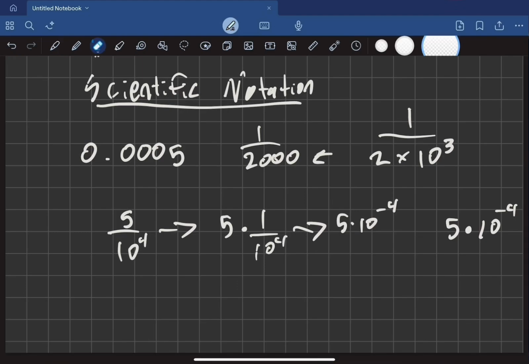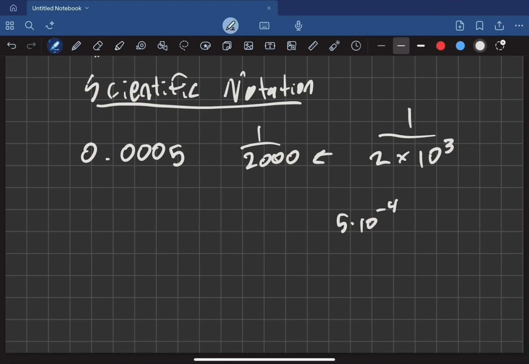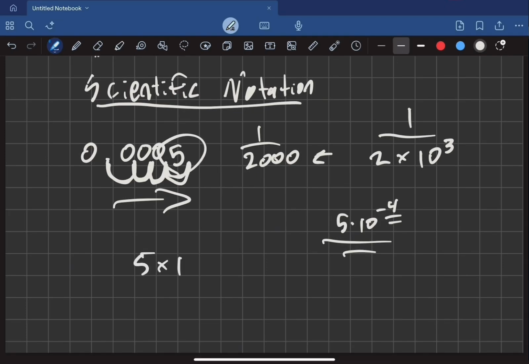So what's the general rule here? Well, let's take this number right here. All we had to do was move 1, 2, 3, 4 times to the right this time. And instead of adding a 1 to the 10 to the number, we just subtract 1. So we went -1, -2, -3, -4. And this is our leading number. So we got 5 times 10 to the negative fourth.